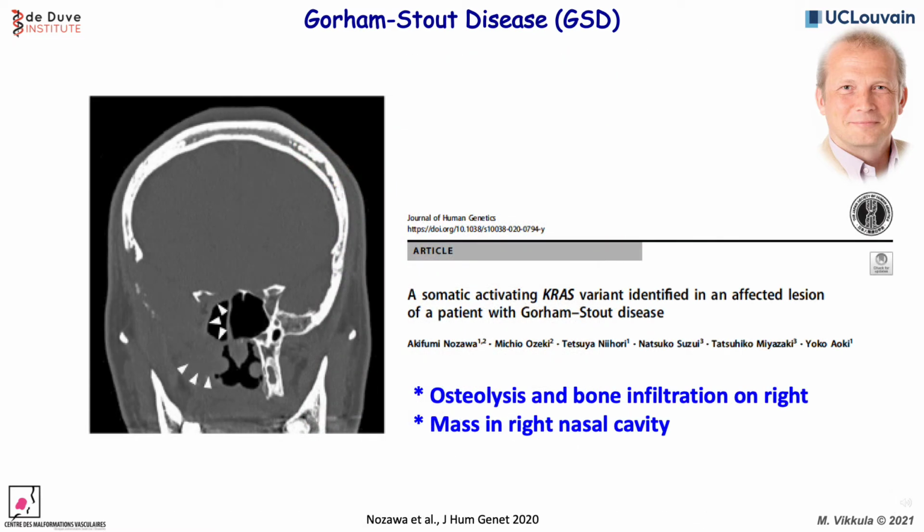While we have been working on our series of Gorham-Stout disease patients, a case report was published from Japan by Nozawa et al. They also identified a somatic KRAS mutation, not the same one, but a glutamine 61 arginine change. The variant allele frequency was lower, but clear, 2.25%. The patient experienced massive osteolysis and bone infiltration in the skull, and also a mass occupying space in the right nasal cavity.